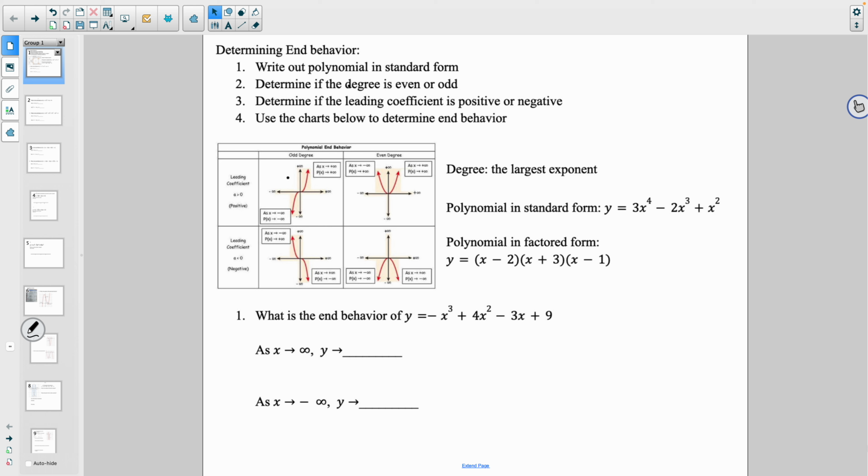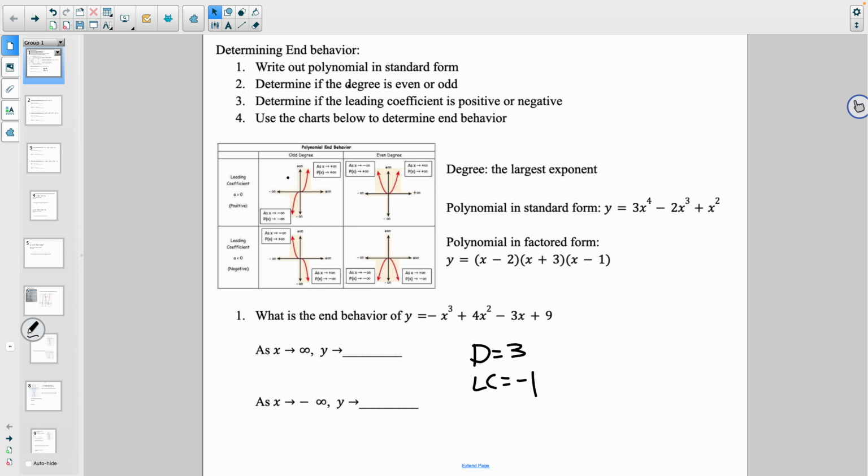So this first one, we're looking at our end behavior. We can look at our chart up here. We just care about our degree and our leading coefficient. This one has a degree of 3 because that's my biggest exponent. So I'm going to say degree equals 3. And my leading coefficient, if I just have a negative, that's a -1.